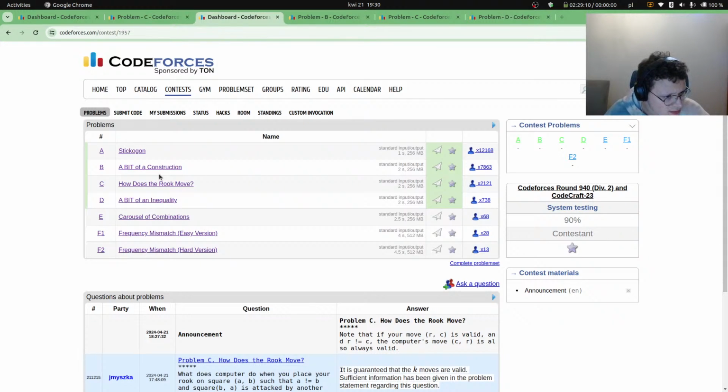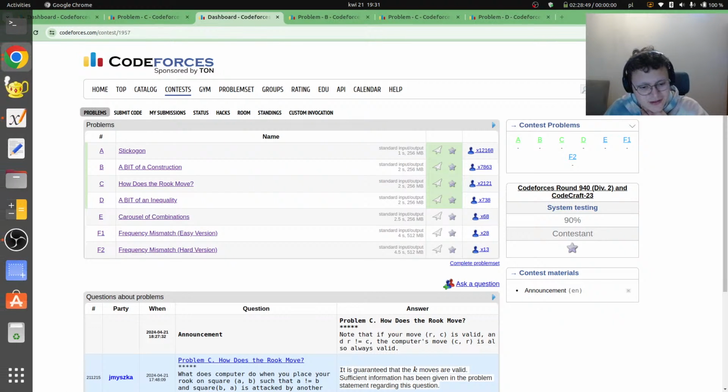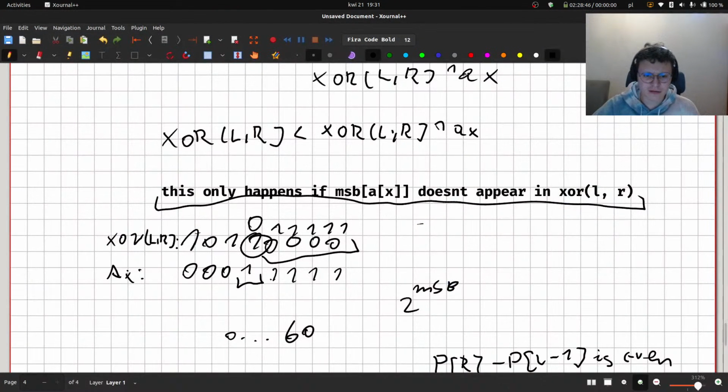If the MSB appears an even number of times in the XOR, does it matter? I don't understand the question. I'm sorry, but we have shown that it only matters on the most significant bit of A_x, right? It's some easy prefix sums, which speeds things up so we don't have n squared or n to the power of 3, but n times the number of bits.